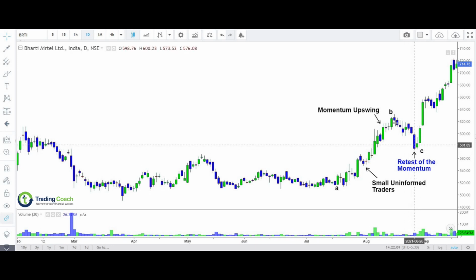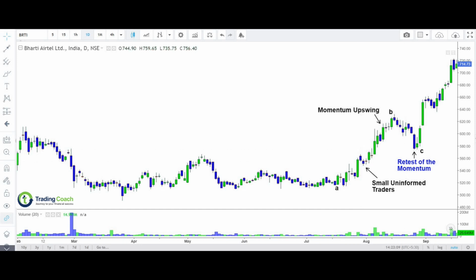What's actually happening is, all these large players who have taken position within this particular swing are liquidating part of their positions. They are trying to test the conviction of the market, to check whether the market really has any buying pressure or not. Say, for example, if you have bought some 100 million shares right after this point B, you will sell some 25 to 30 million shares just to check the conviction of the market. We call this the retest of the momentum, because the momentum of this upswing is getting retested.